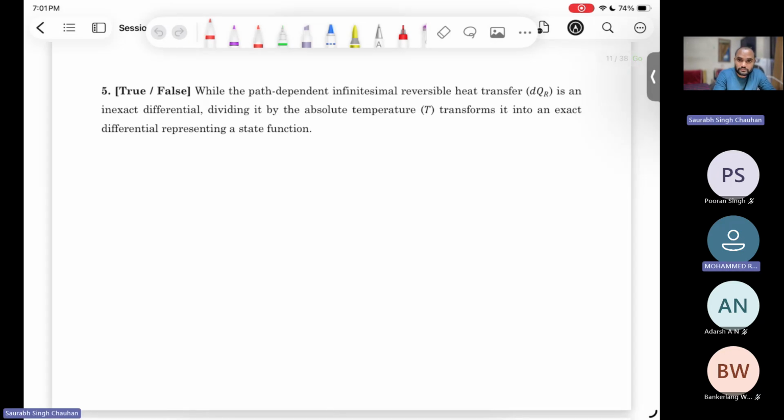Moving to the next question, question number 5. We have to tell whether this statement is true or not. The path dependent infinitesimal reversible heat transfer dq_r, r means reversible, is an inexact differential. Dividing it by the absolute temperature T transforms it into an exact differential representing a state function. Is that correct?